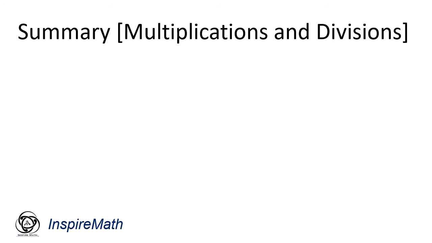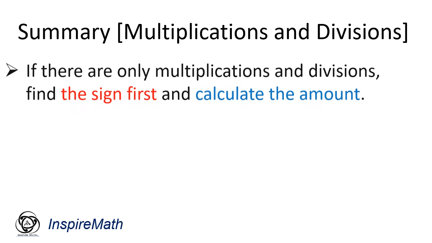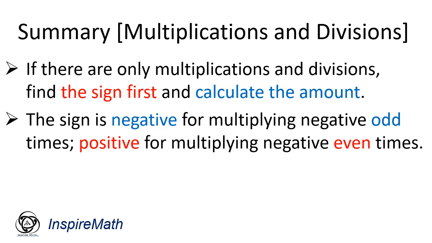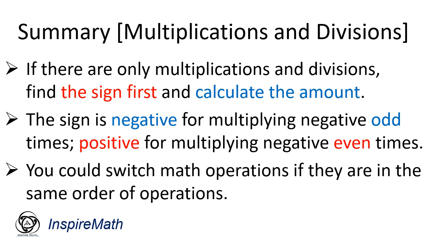Let's summarize today's lesson. If you have only multiplications and divisions, you can find the sign first, and then calculate the amount afterwards. The sign is negative if you multiply negative odd times, and the sign is positive if you multiply negative even times. You can switch math operations if they're in the same order of operations.